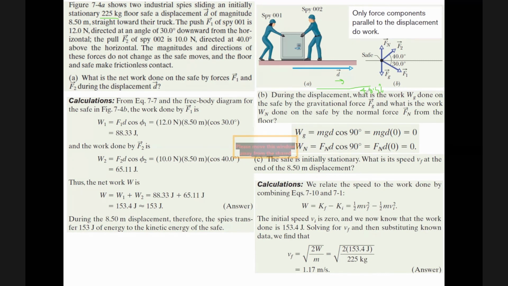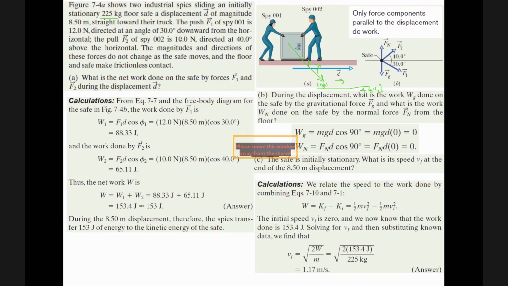Okay, the push F1 by the girl: she pushes with a force of 12 Newton directed at an angle of 30 degrees downward. It's as if the force of the girl makes 30 degrees with the surface here. She is pushing downward at 30 degrees. Of course, the value is 12 Newton, its force magnitude. The direction is 30 degrees with the horizontal and with the displacement.